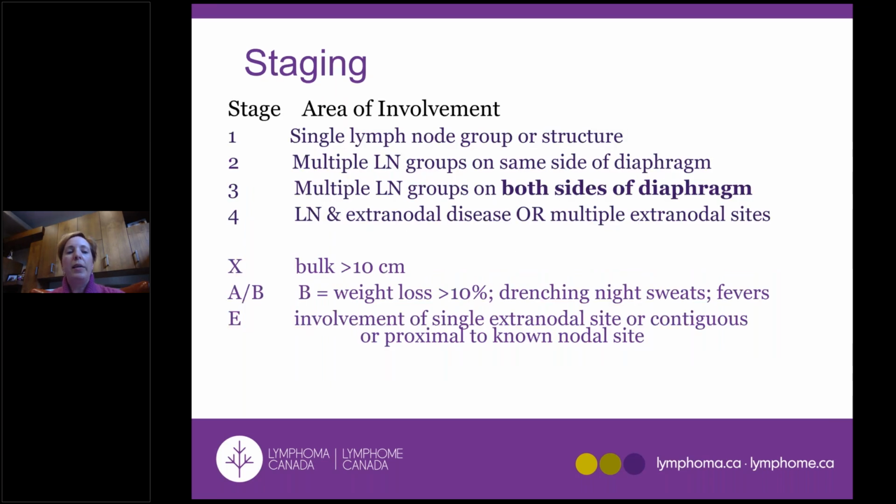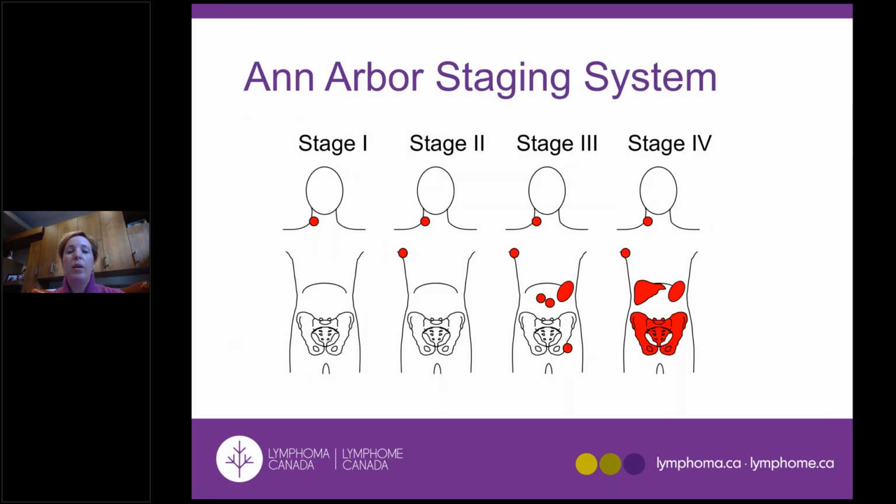So this sort of lays out how we evaluate those staging tests to come up with what stage the patient has. Keep in mind, as I said before, most patients with DLBCL have stage 3 or 4 disease. And so having a single lymph node group or structure or multiple on one side of the diaphragm is much less common. Most patients have lymph nodes on both sides of the diaphragm, so both in the chest and abdomen, or the neck, chest, and abdomen, or people have lymphadenopathy as well as extranodal disease, so outside of lymph nodes, and are stage 4. This illustrates in picture format the stage.